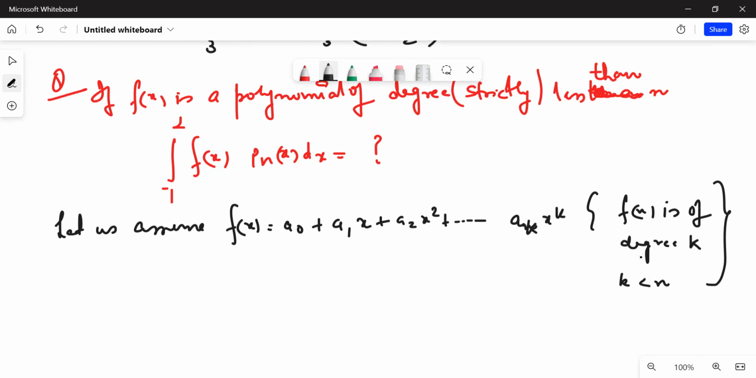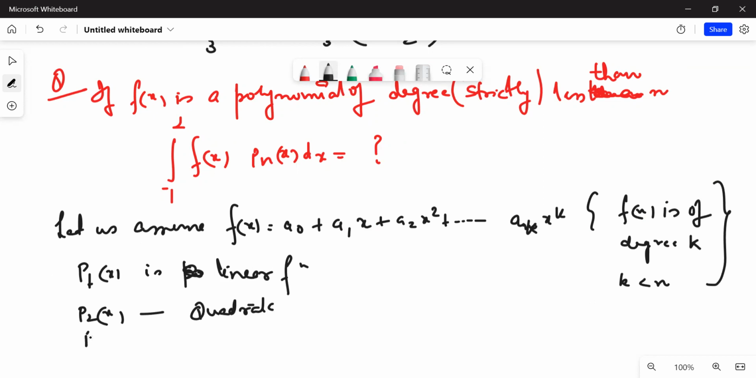Okay. Yes, sir. Okay. Now, one moment, I'm just writing it down. Just give me a minute. Okay. So now you know that your P1(x) is a polynomial, a linear function. Your P2(x) is a quadratic function. P3(x) is a cubic function, and so on and so forth.